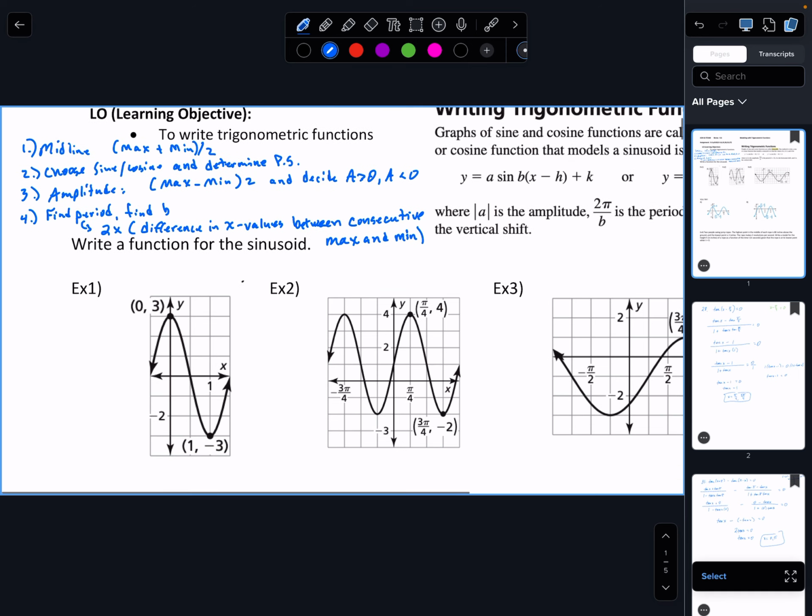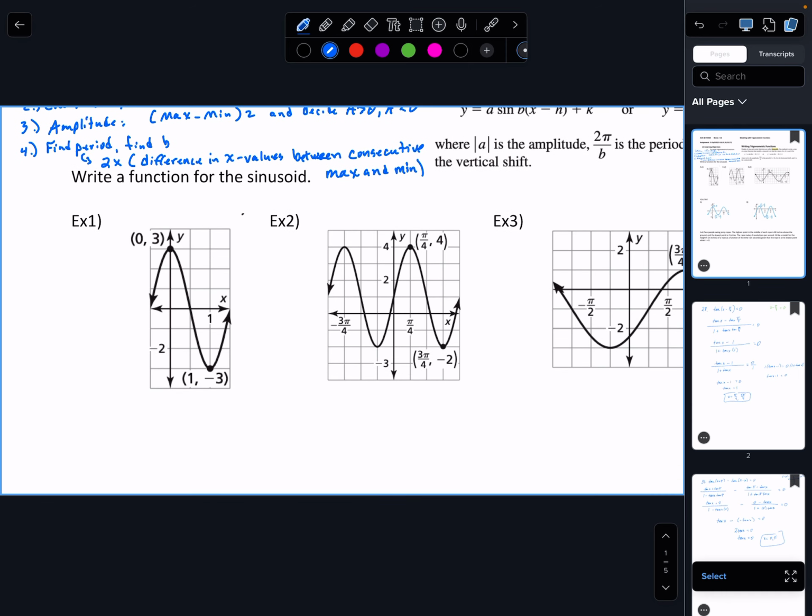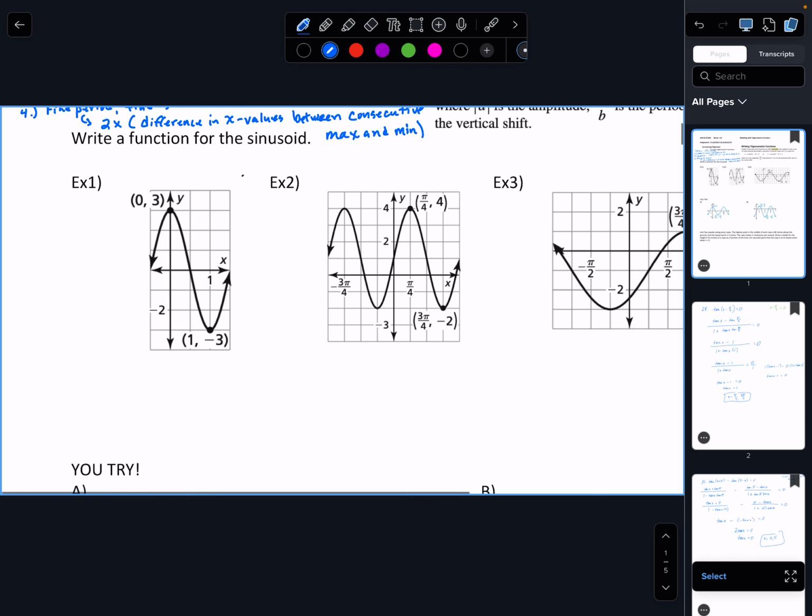All right, so it says write a function for the sinusoid. That doesn't mean that they are all sine graphs, or that would be your best choice. Sinusoids are both cosine and sines. So step number 1 is the midline. And for the midline, it is your max plus your min divided by 2. And in this case, it's just y equals 0. There, it's equally above and below. There is no shift up or down. So the midline is just your x-axis.